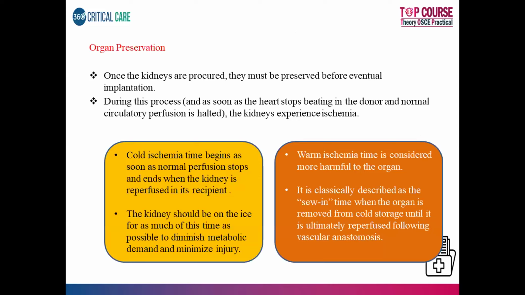The most important thing for us to know about is organ preservation after removal of the organ from the donor. You have to know about two important variables here: one is the cold ischemia time, the other is the warm ischemia time. Once the organs are procured, they must be preserved before the eventual implantation. During the process from procurement to implantation, there is a lot of ischemia, and this decides the survival of the renal allograft in the recipient.